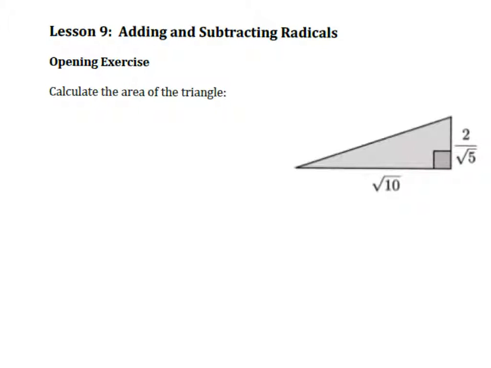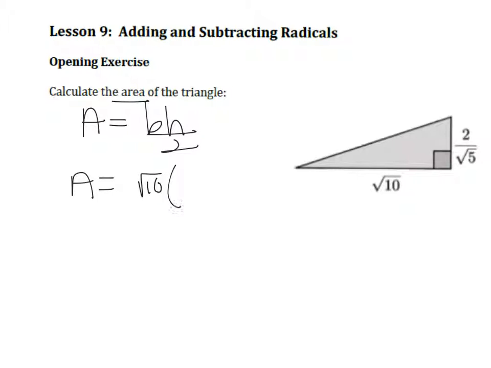Okay, so you're asked to calculate the area of the triangle. The way in which we do that is we have to plug it into the formula. Area is equal to base times height divided in half. So we have a base of radical 10. We're going to multiply that to 2 over radical 5, and that's all being divided by 2.